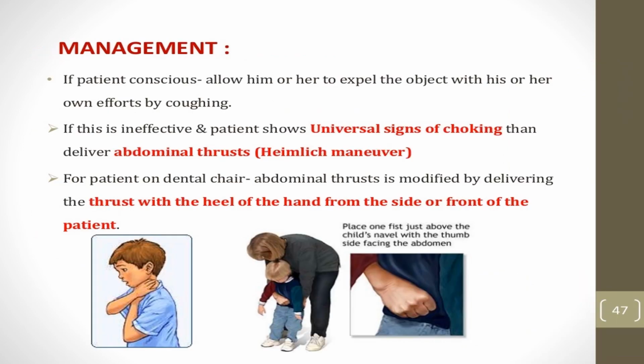Management: if the patient is conscious, allow him or her to expel the object with his or her own efforts by coughing. If this is ineffective and the patient shows universal signs of choking, then deliver abdominal thrusts. Heimlich maneuver: for a patient on a dental chair, abdominal thrusts are modified by delivering the thrust with the heel of the hand from the side or front of the patient.